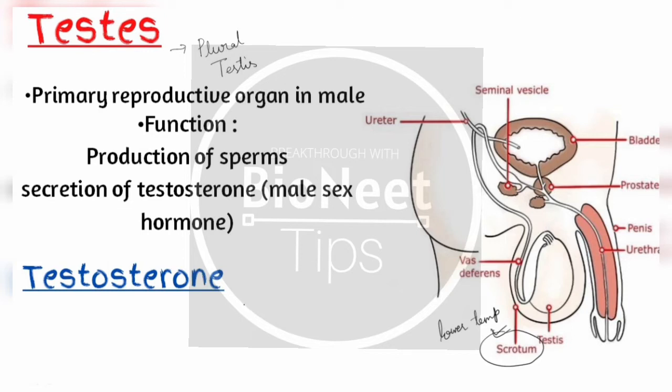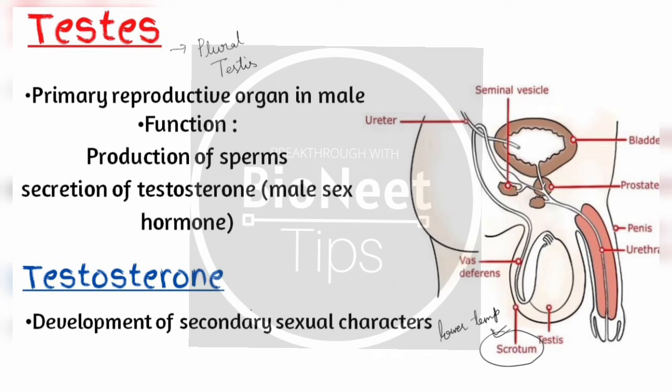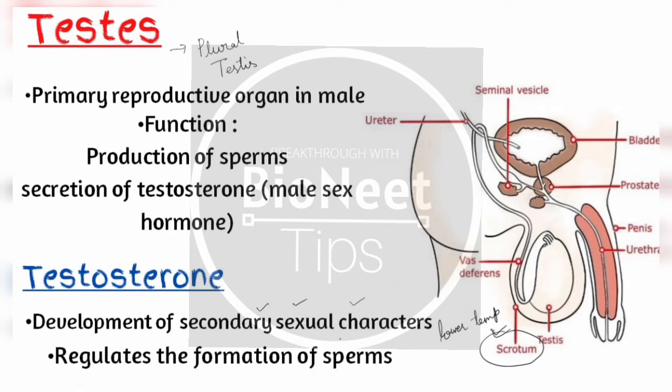Now, testosterone is a male sex hormone. Its function is development of secondary sexual characters. You all have studied what the different secondary sexual characters are, right? Growth of hair, cracking of the voice, and growth in the muscles. All these are different secondary sexual characters that we see at the onset of puberty in males. Then it helps in the regulation of the formation of the sperms.